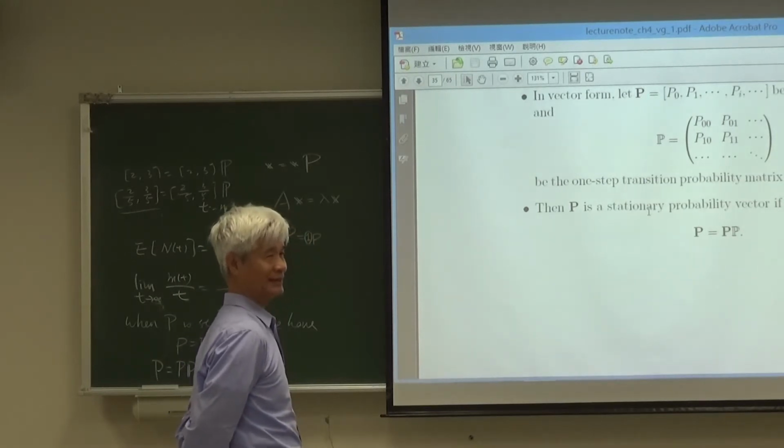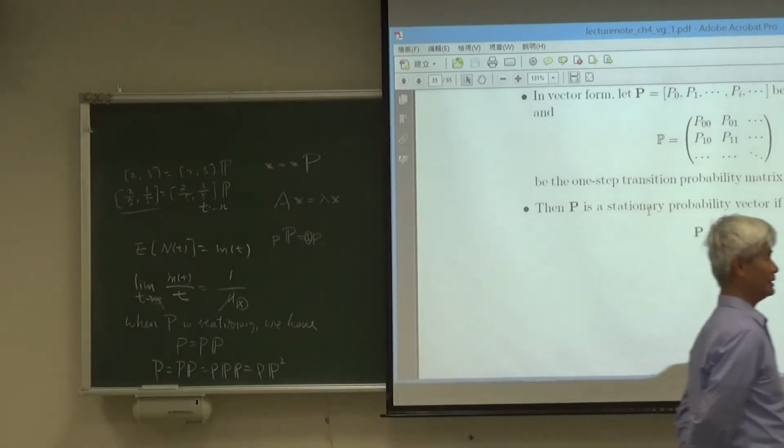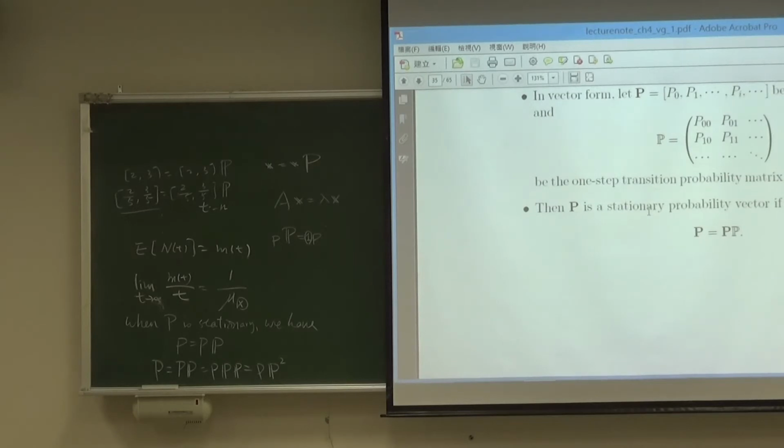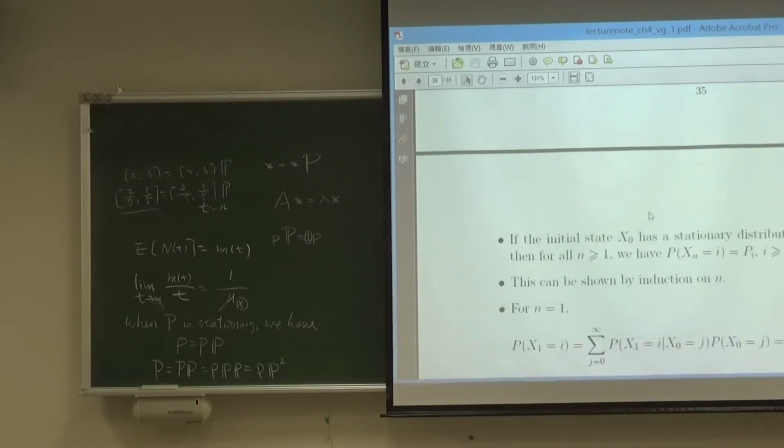You will see that in some cases you don't have 1. Why? If P is infinite dimension, if the state space is infinite, then you may not have such a vector. But if the state space is finite, then there exists at least one, and in many cases you have infinitely many. I will give you a proof. This is a topic of the rest of the chapter.